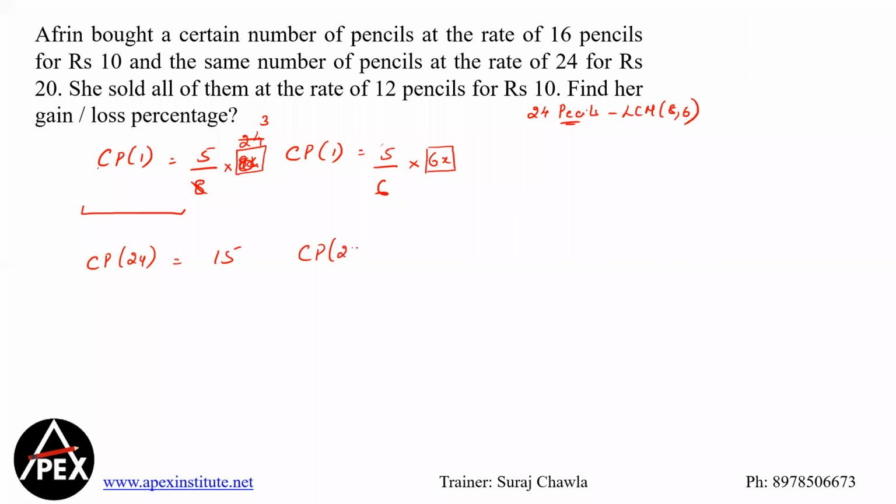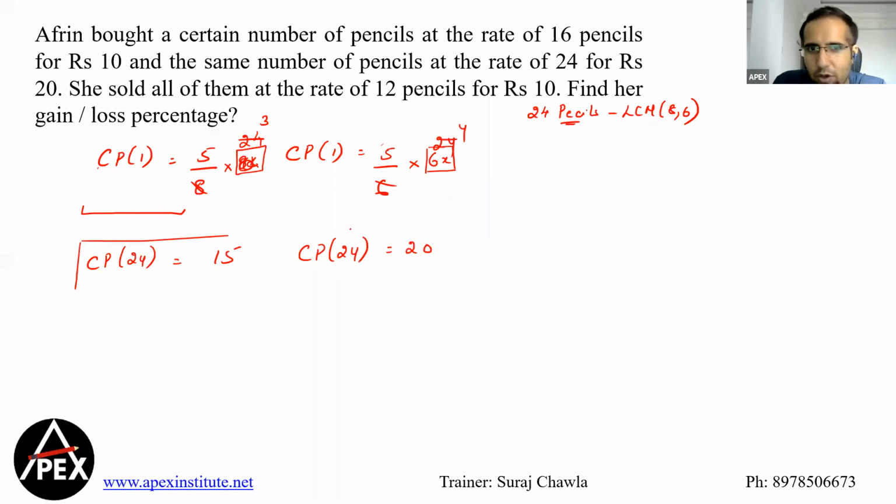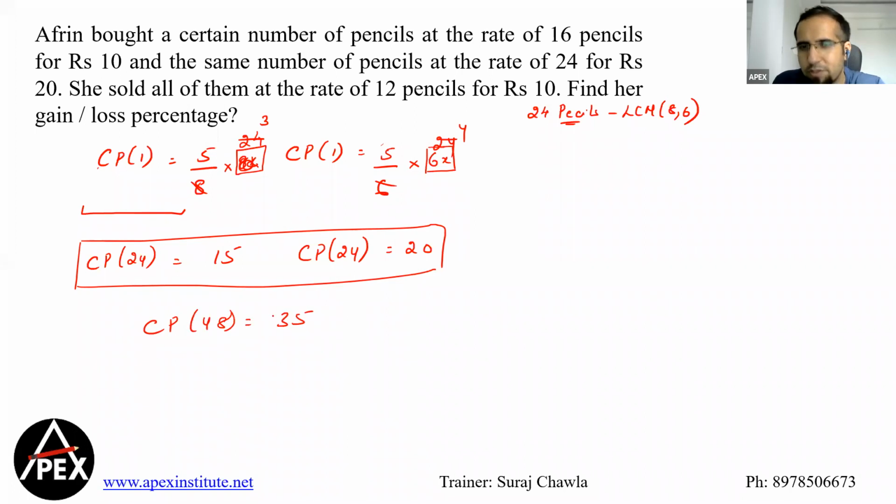Here also I am taking CP of 24 pencils will be how much? 6 ones are 6, fours are, that is 20 rupees. So can I say that while buying, he actually bought 48 pencils for 35 rupees? Is this point clear? Clear, guys?